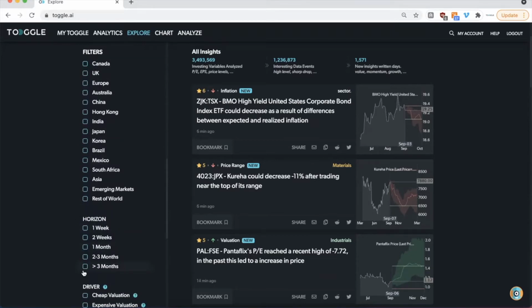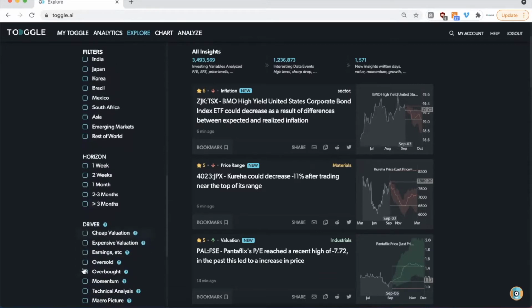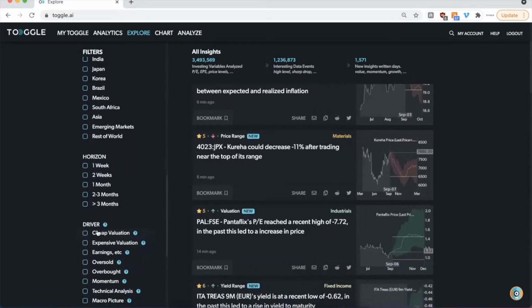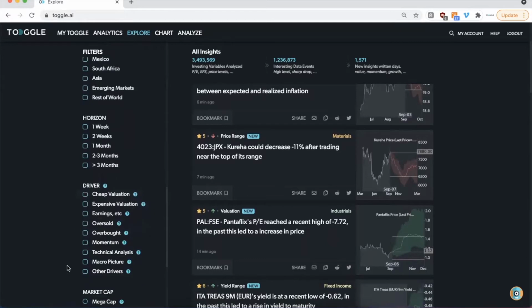Are you looking for a 1-week trade idea, a 2 to 3 month trade idea, or something as long as 6 months? And then the driver. This is basically one of the reasons why someone would use Toggle, to understand what is really driving an asset's price action. Is it something fundamental based? Is it momentum based? Is it technically based? Or is it based on the macro picture?